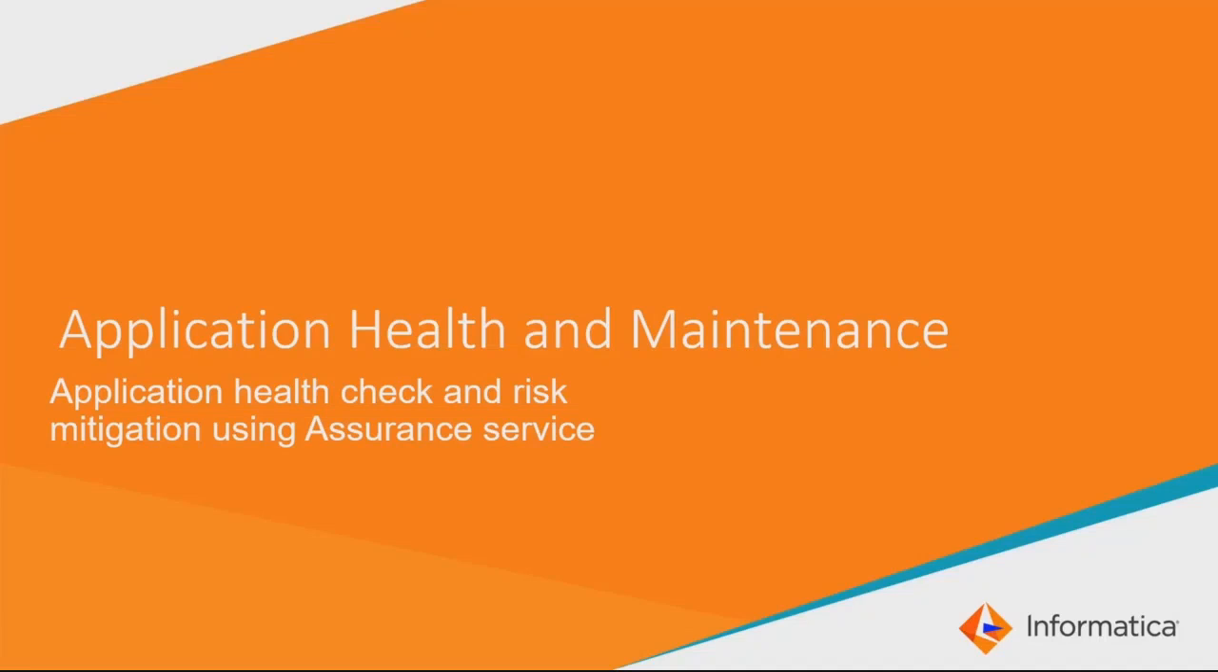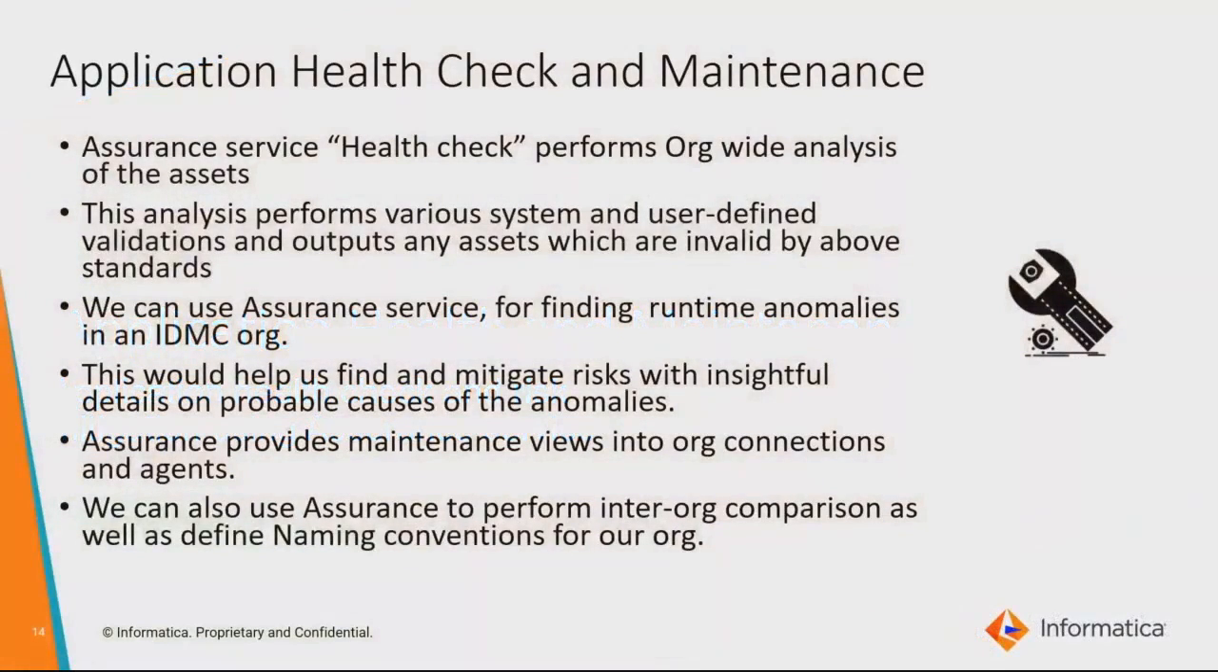Now let's talk about application health and maintenance. Assurance service provides health check functionality to perform an org-wide analysis of all the assets. This analysis performs various system and user-defined validations and outputs any assets which are invalid by the defined standards. We can also use Assurance service for finding runtime anomalies in an IDMC org. This would help us find and mitigate risk with insightful details on probable causes of those anomalies.